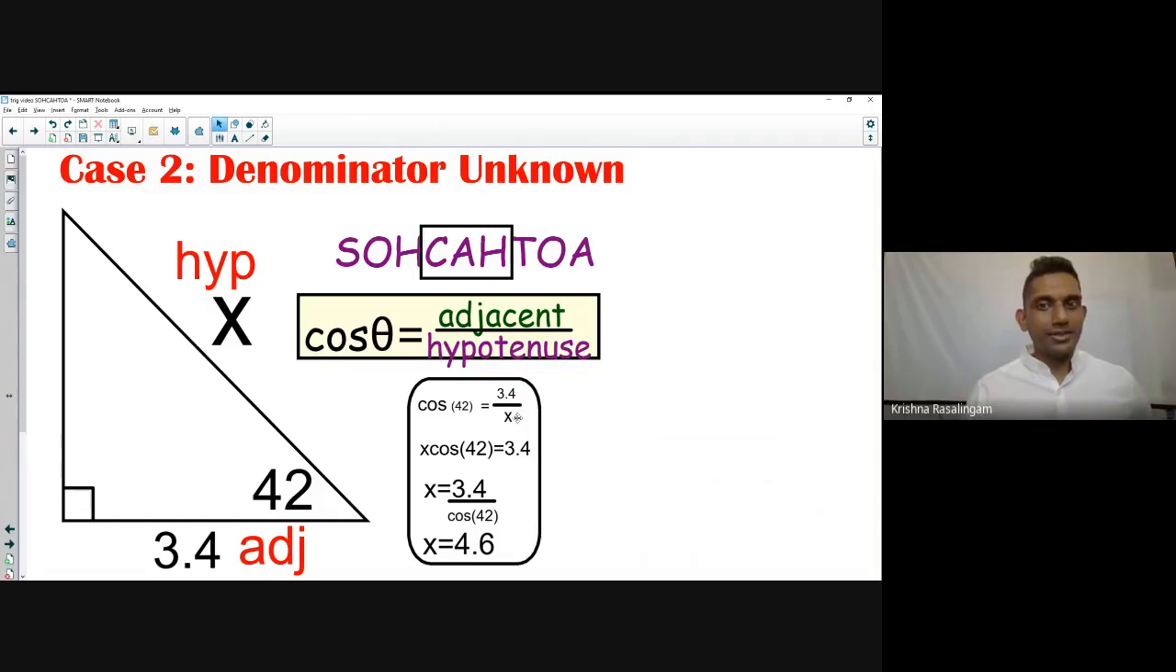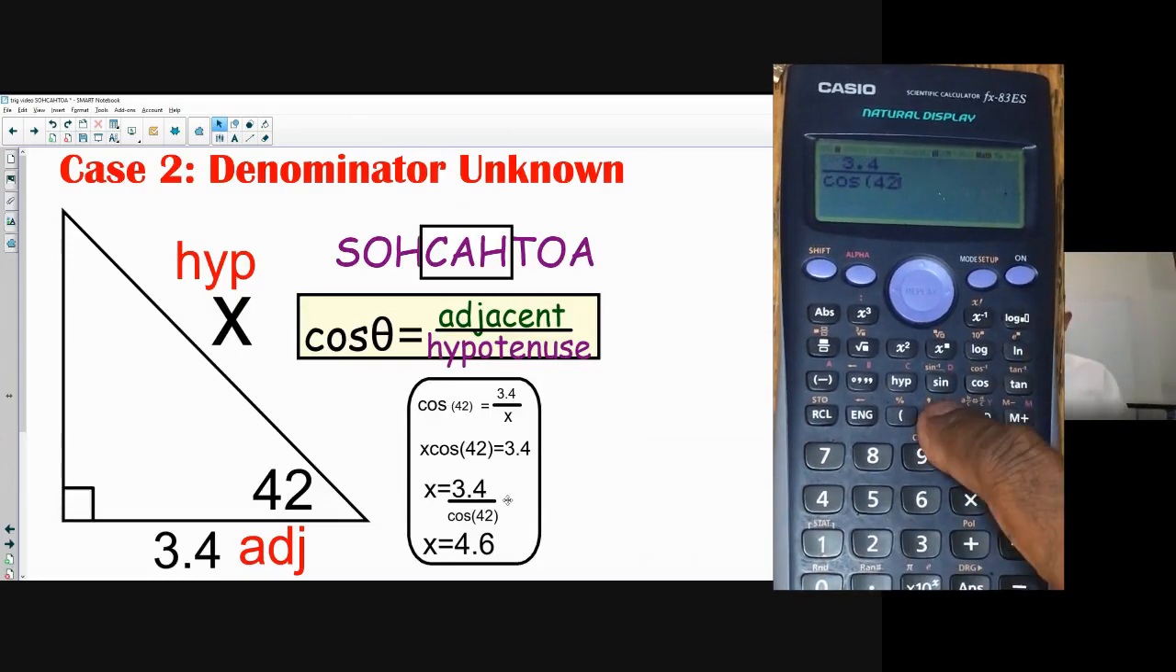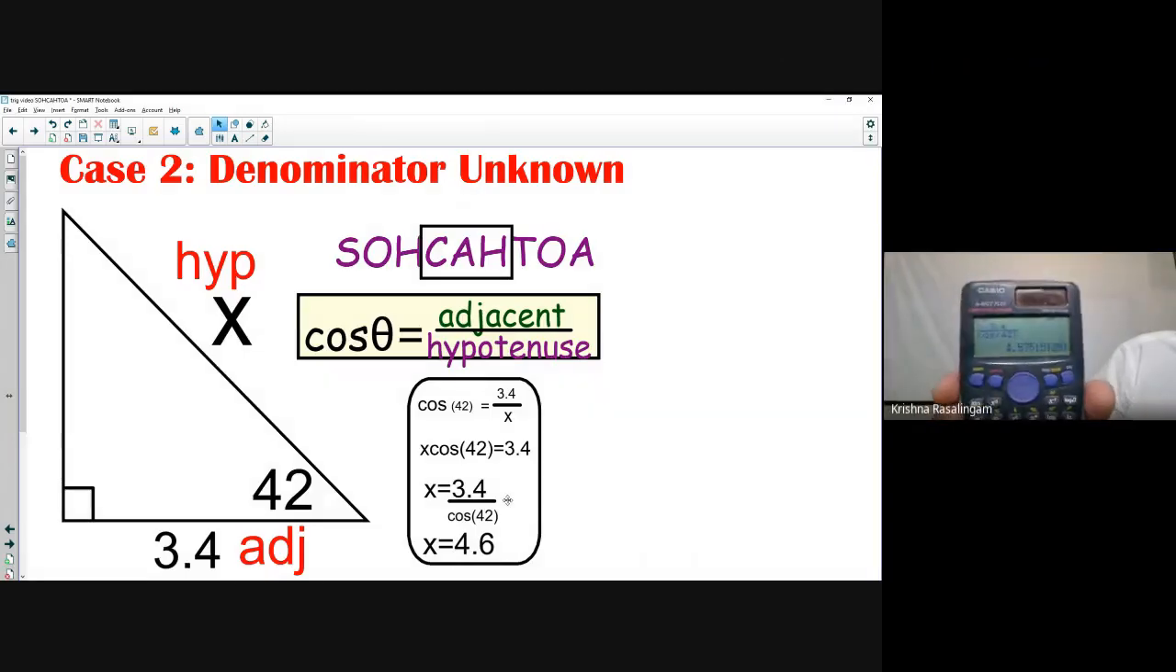So that's what I mean: the denominator of the fraction is unknown. You have two steps to rearrange this. First, we multiply by x, giving us x cos 42 equals 3.4. And then we have to divide by cos 42, which gives us this. My advice at this point would be to use the fraction button on your calculator, just located there. On the top of the fraction, I put 3.4. At the bottom, I put cos 42 and I close the bracket. Now when I press equals, it tells me 4.57, which is 4.6.